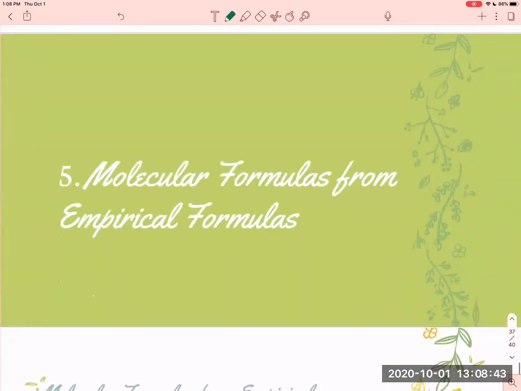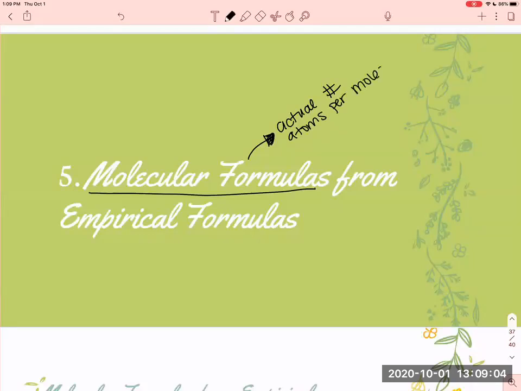Fantastic. Last piece. Okay. Empirical formula is our lowest whole number ratio. But like, what about hydrogen peroxide, H2O2? That's not lowest whole number ratio. That is called a molecular formula. A molecular formula is the actual number of atoms per molecule. And sometimes they're the same. So for example, water is H2O. The molecular formula of water and the empirical formula of water is the same.